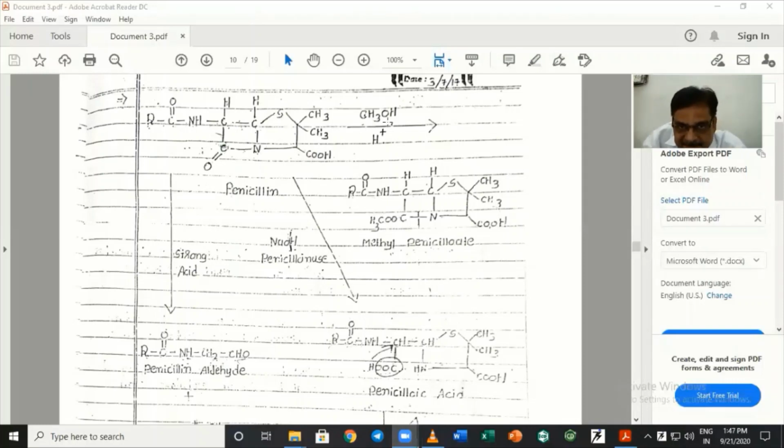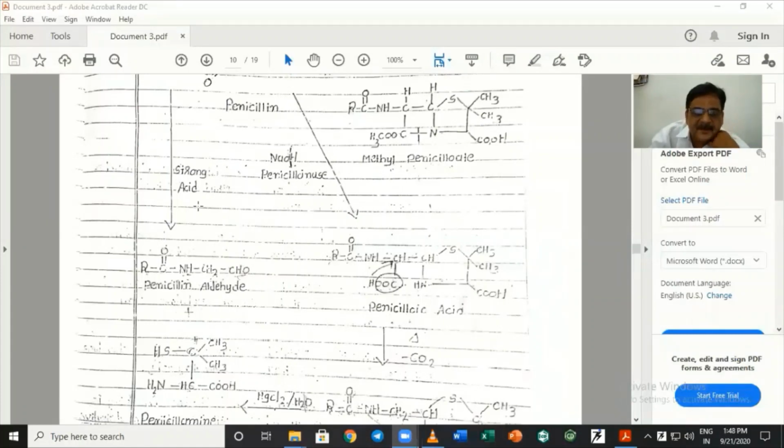When penicillin is reacted with methanol in the presence of H plus, meaning esterification of penicillin, it is converted into methyl penicillopate, and this beta lactam ring breaks from here and converts into COOCH3. So the ester is formed in the form of methyl penicillopate. Then when penicillin reacts with strong acid, it converts into penicillin aldehyde and penicillamine. When penicillin reacts with NaOH in basic medium or with the enzyme penicillinase, it converts into penicilloic acid. So this is the way of chemical degradation, right?